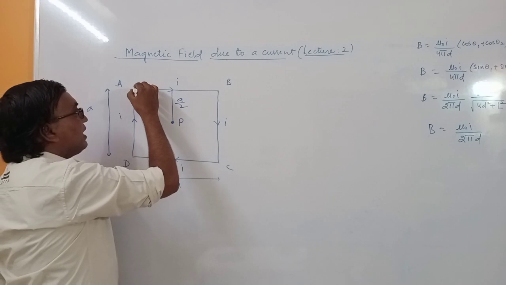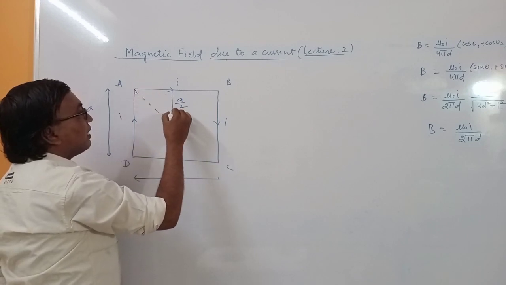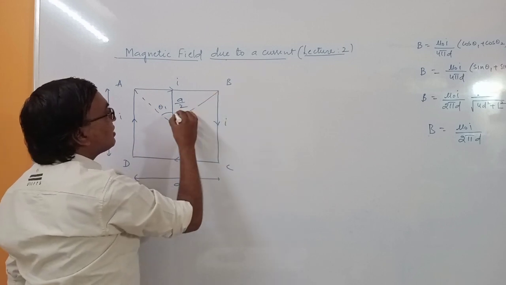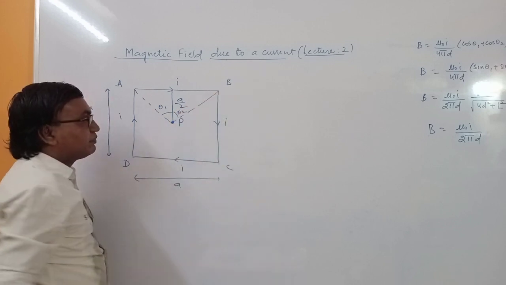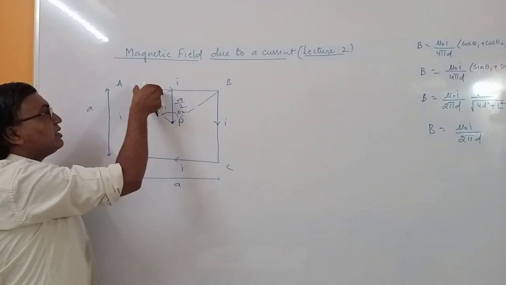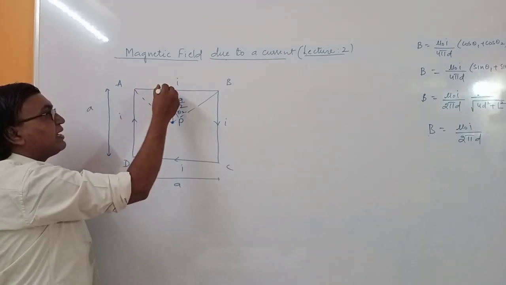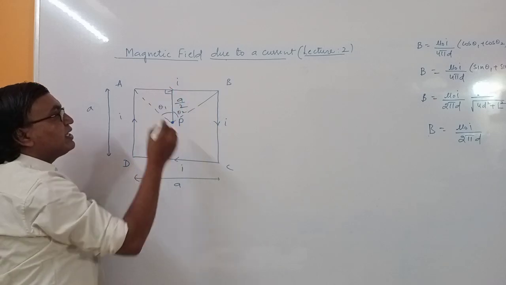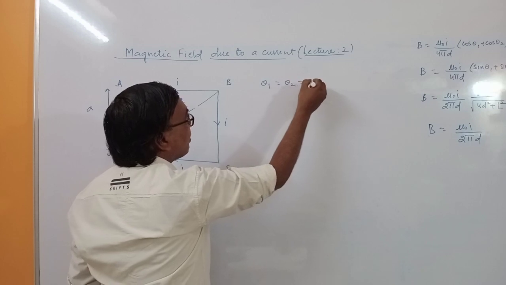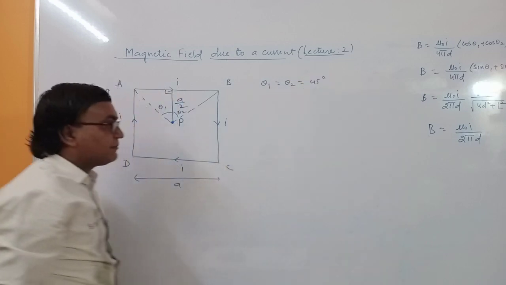So here angle, let us say this is theta 1, then this will be theta 2. And now since this is a square, this is A by 2, this is A by 2, right angle triangle. So this theta 1 and theta 2. Theta 1 is equal to theta 2 and it is 45 degrees.